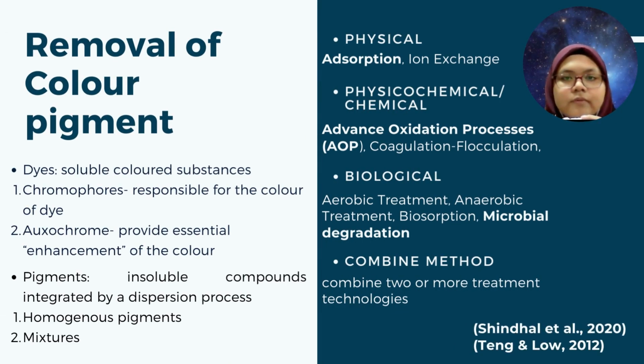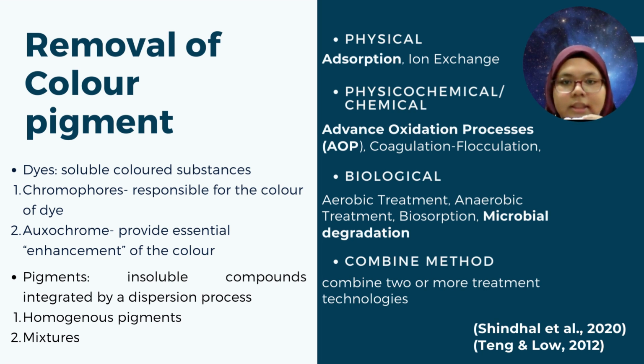Now we will look into the removal of color pigment in industrial wastewater. Color is introduced into dyeing material using substances known as dyes and pigments. Dyes are defined as soluble colored substances which are mainly applied to textile materials from solution in water. Dye molecules comprise two main components, which are chromophores and auxochromes. For pigments, pigments are insoluble compounds integrated by a dispersion process into products such as paints, printing inks, and plastics. Pigments can be classified into two categories, which are homogeneous pigments and mixtures.